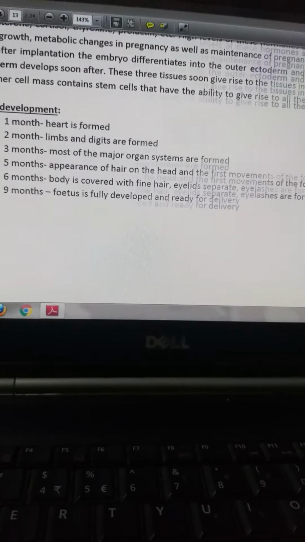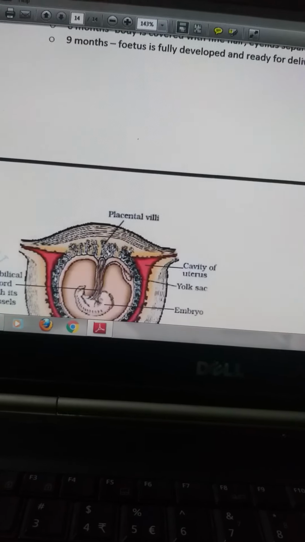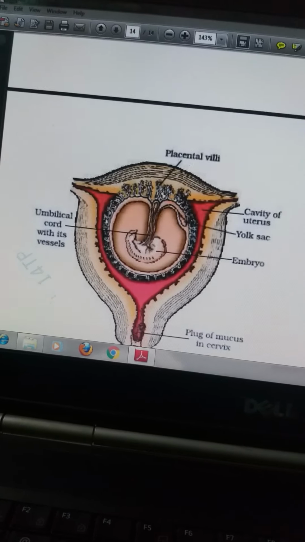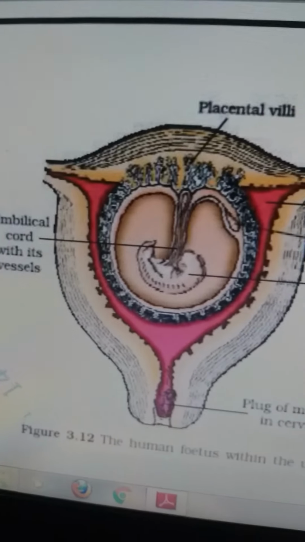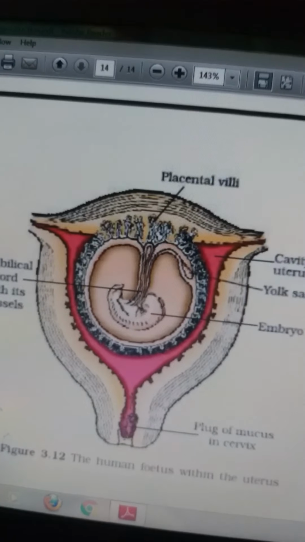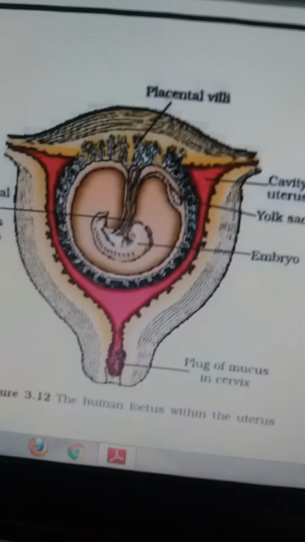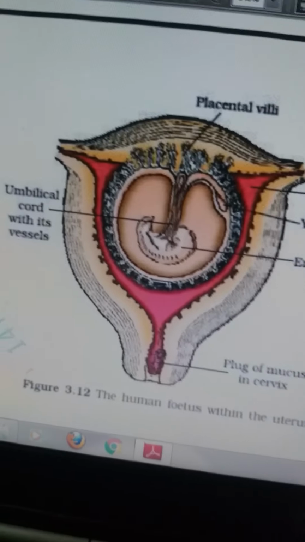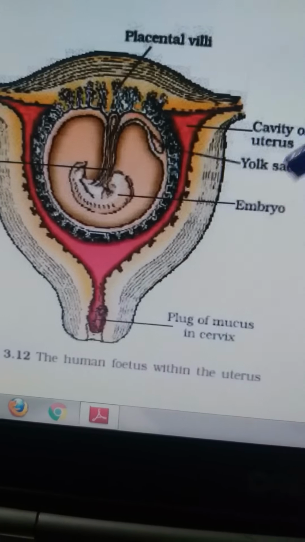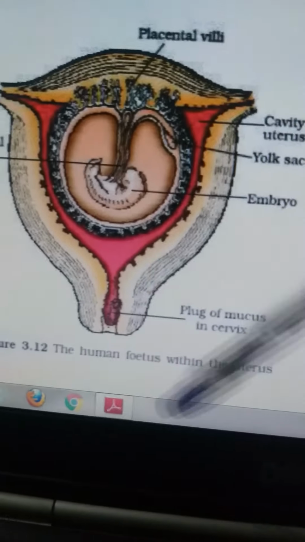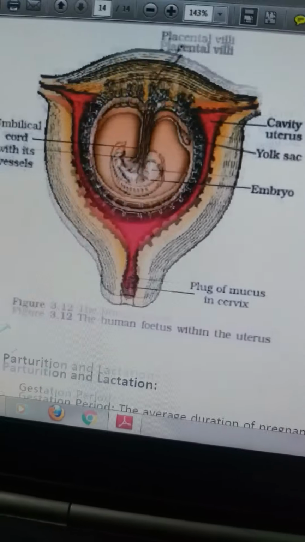Okay. Now see, this portion is just in your, now here. Here you can see this diagram. This is the villi, the cavity, the embryo. This diagram, the human fetus. This diagram, it's not a complicated one. You have just to remember it.